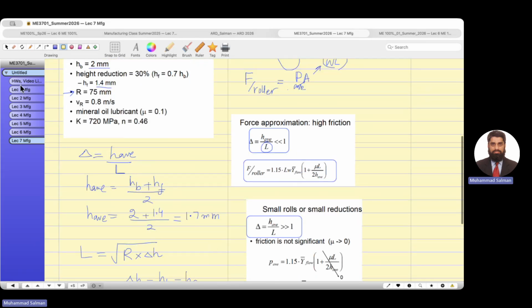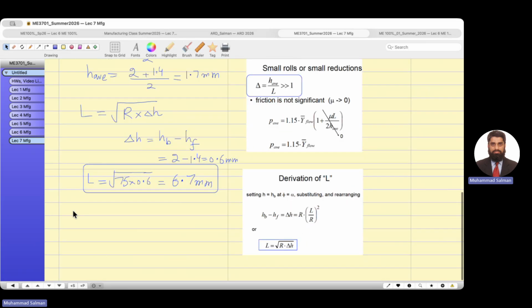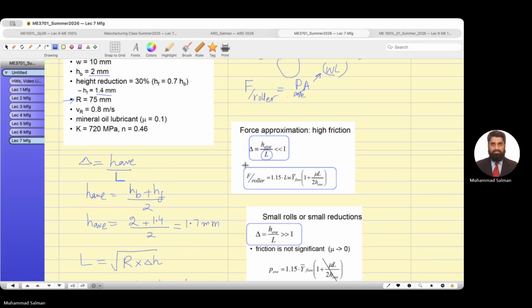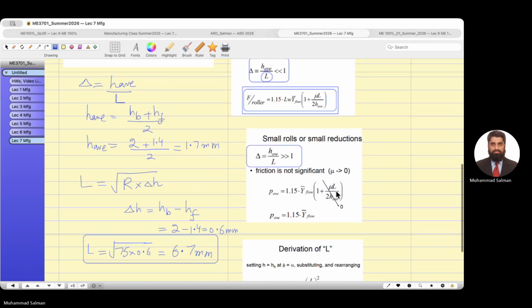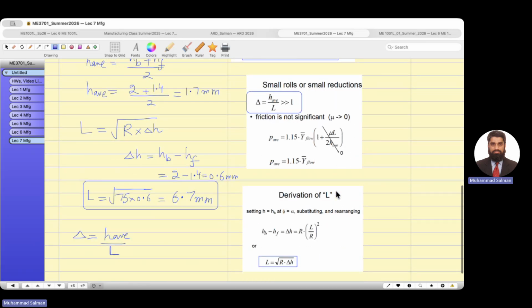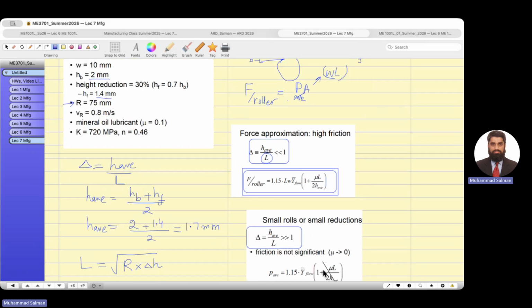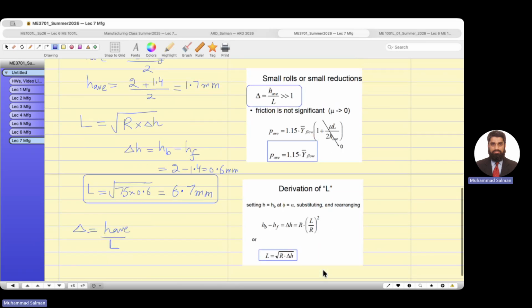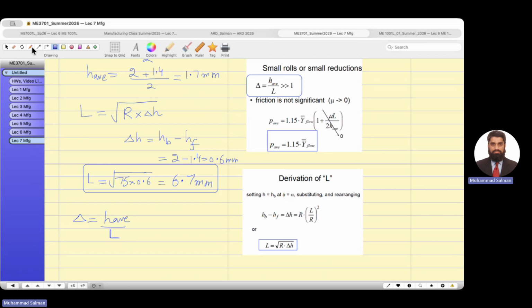Now let's grab this formula. Let's check whether this is for a large roller. If it is a large roller, you will use this formula. If it is a smaller roller, you will use this formula. And how do you check? By delta. If delta is very, very small, less than 1, it is a large roller. If it is greater than 1, it is a small roller. Do you understand the difference? So let's do the math here. You will help me.